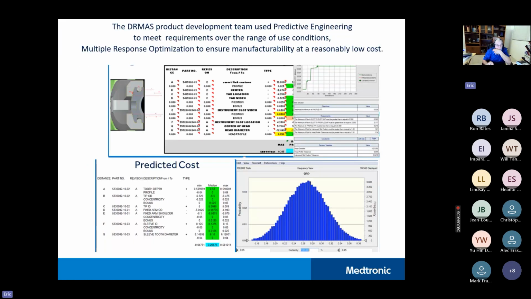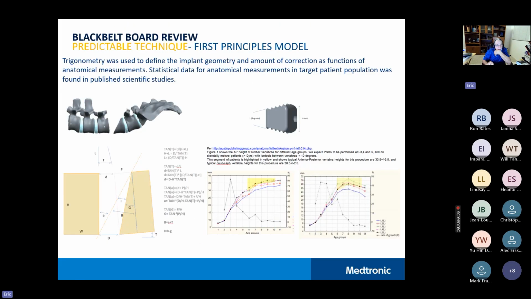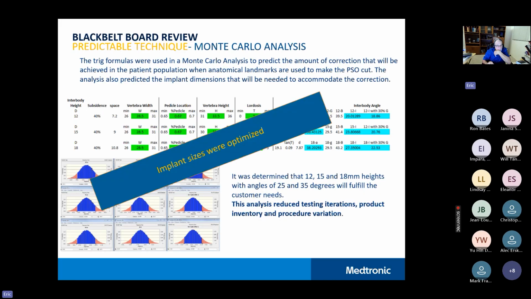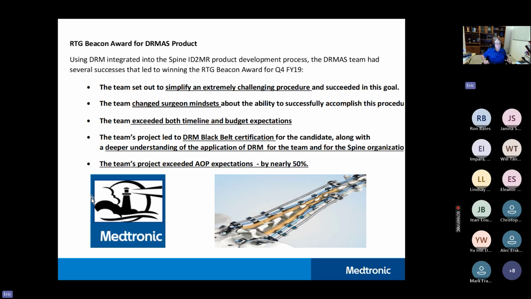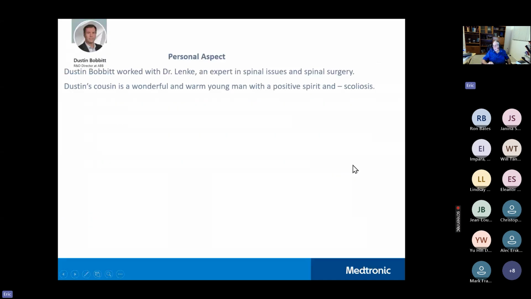Then he ran Monte Carlo simulation to predict the cost of the product and minimize the cost, and predict, using first principles model equations, whether or not they'd be able to meet all the requirements. The implant sizes were all optimized using that optimizer that I was mentioning with Lindsay a moment ago. He optimized the schedule, got this to be on schedule. It won an internal award from Medtronic called the Beacon Award, being on time and on budget, and it exceeded sales expectations by more than 50%.